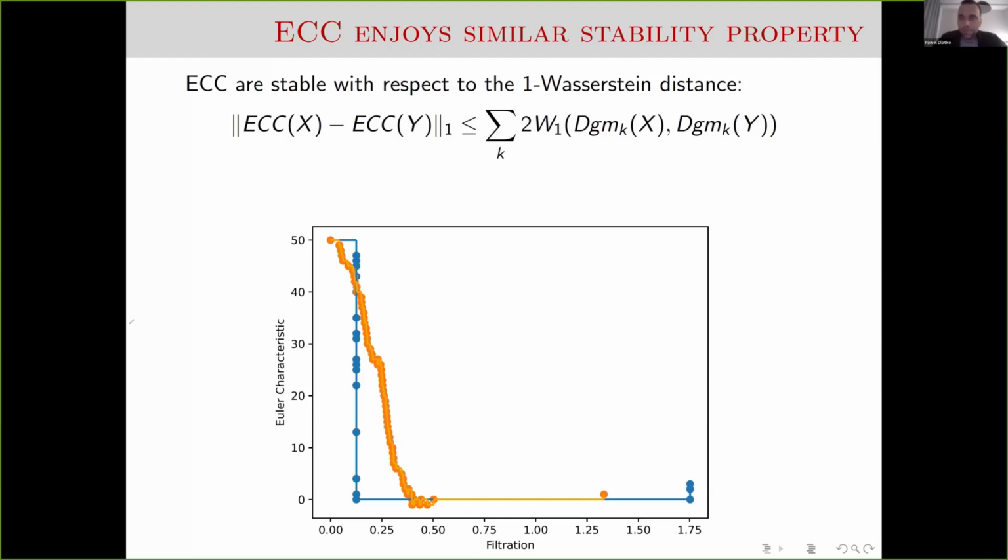And it's actually surprisingly easy to prove the stability result in terms of L1 distance, a standard integral distance. The distance of the Euler characteristic curves is bounded by the alternating sum of the one Wasserstein distance between the diagrams. So Euler characteristic curves are stable and therefore can also be used as a robust tool in data analysis. So that's one good thing about them.